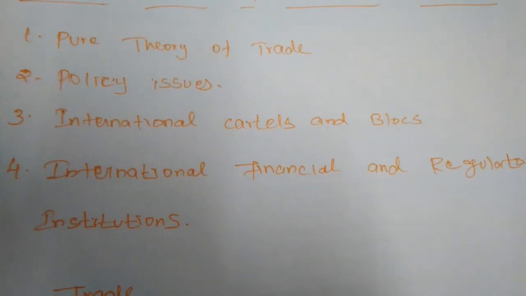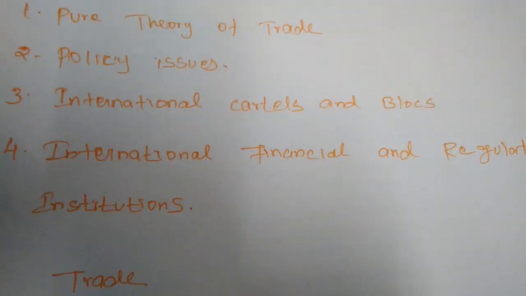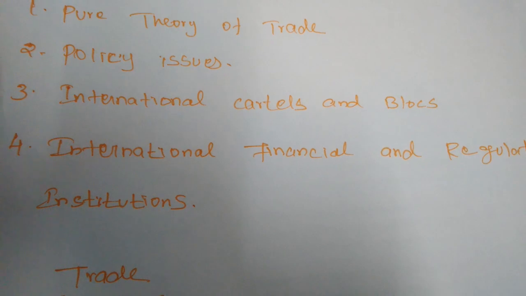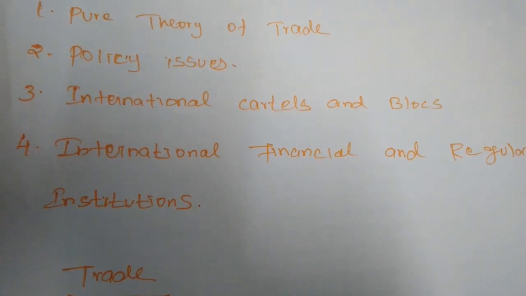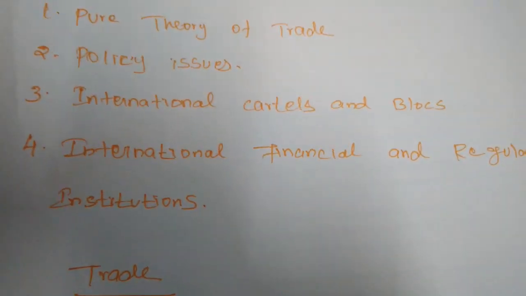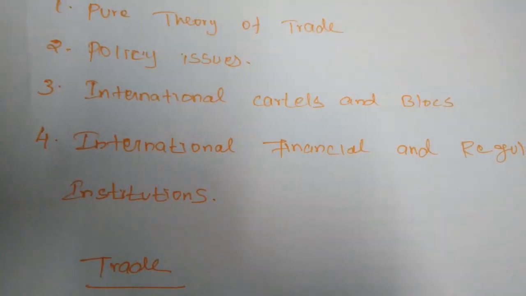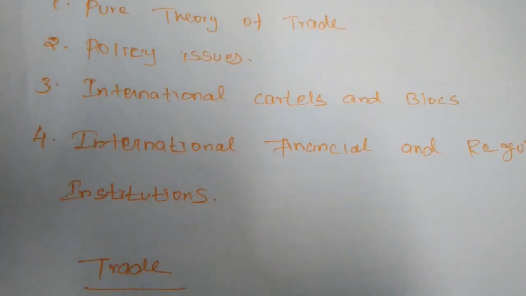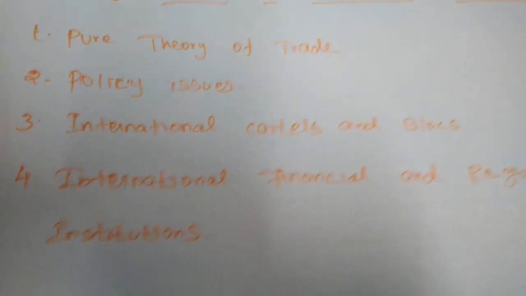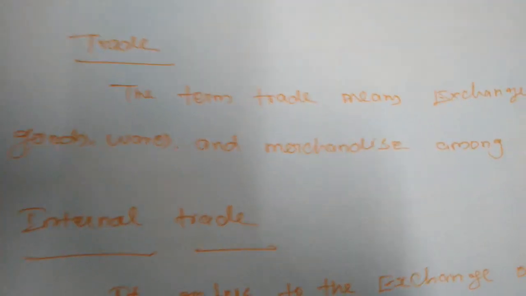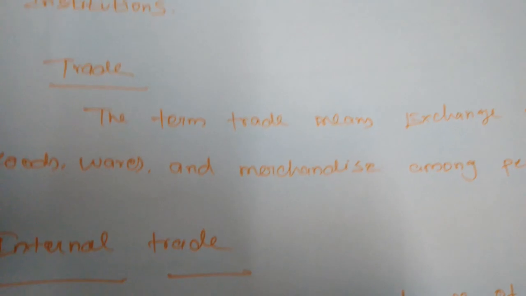Next, international cartels and blocs. Many cartels and blocs exist. This part, international cartels and trade blocs, deals with economic integration in the form of international cartels, customs unions and monetary unions. After that we studied trade.